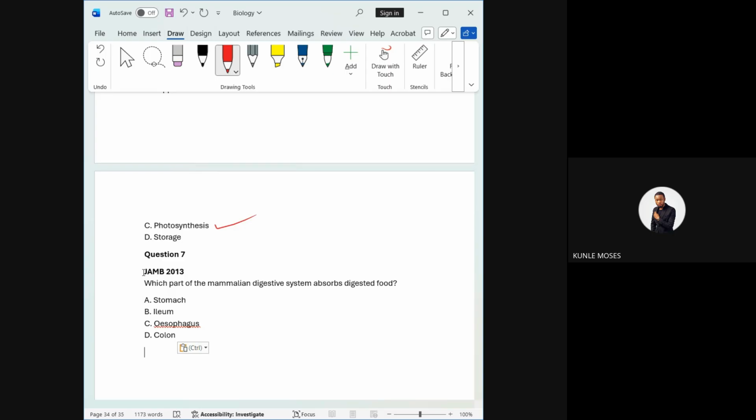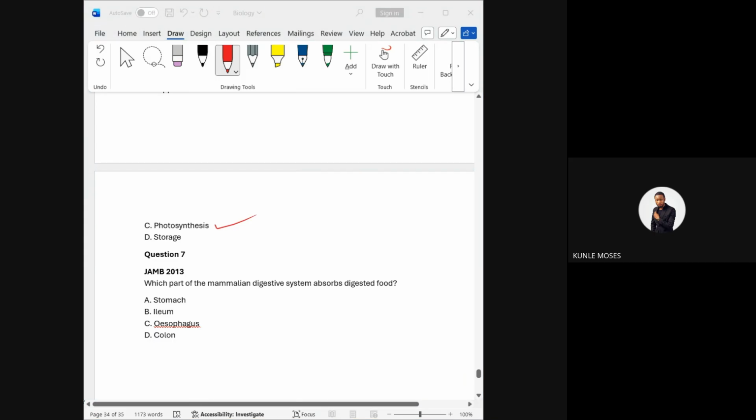Very good. Helium. The answer is helium. Please, after the class, like I said, all of you should go and check the functions of all the mammalian digestive system. No, we didn't do it, but I gave it as an assignment. So please go and do it. I'm begging you. So let's go to another question.